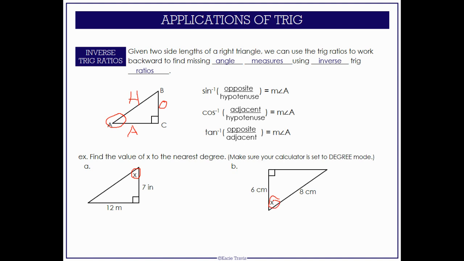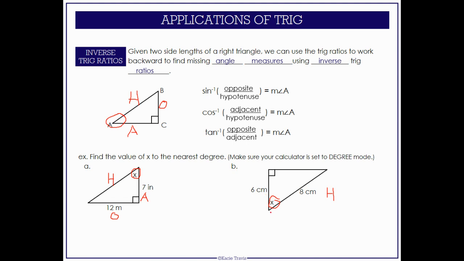Based off of this angle, we want to go through and label our sides. We already know the hypotenuse is the side that doesn't touch the right angle. Now, for A, we have two sides here. We have 12. Since it doesn't touch angle x, this is the opposite side. 7, because it touches angle x, is the adjacent side.